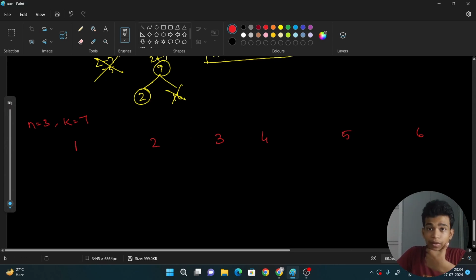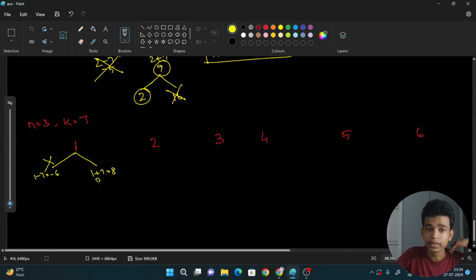Okay. If I start with 1, what will be my answer? I can do 1 minus 7 also, and I can do 1 plus 7 also. Here 1 minus 7 will be minus 6, and 1 plus 7 will be 8. Okay. If it is minus 6, can I go further? No. Stop here. If it is 8, I can go on.